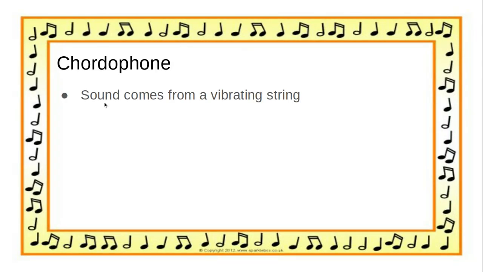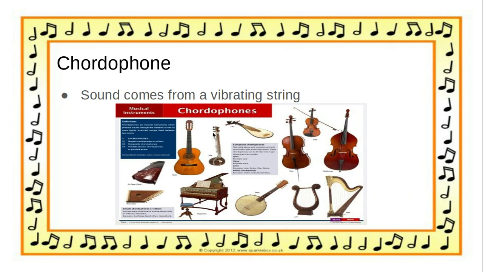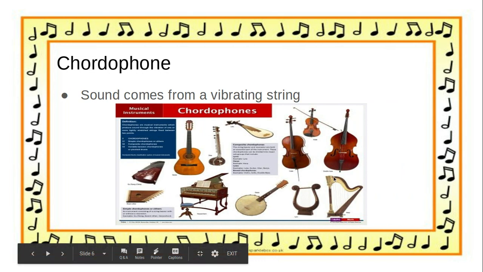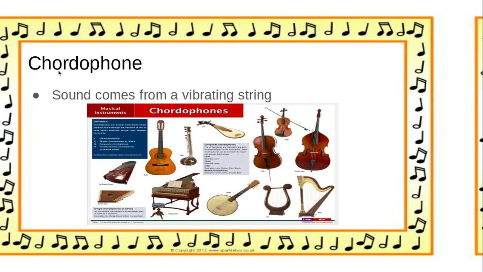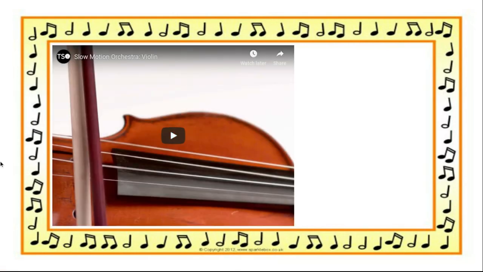All right, so a chordophone. Again, that phone word makes phone. So sound comes from a vibrating string. This one is a little bit weirder, but if you look at it in the context of what chordophones are, ukuleles, guitars, autoharps, pianos, banjos, harp, a bass, a violin, a cello, all of these things can play more than one note at one time. If you play more than one note at one time, it becomes a chord. I know we studied that earlier in the year, but just to remind you, more than one note played at a single time is a chord.